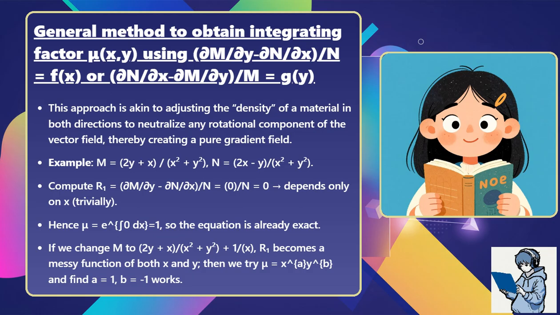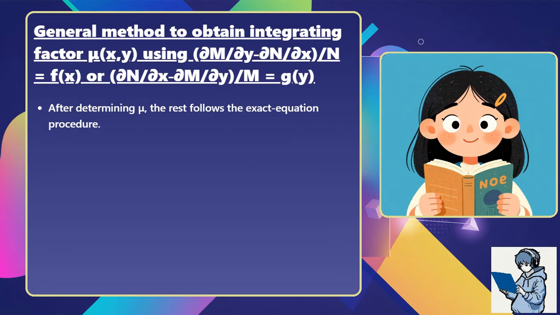If we change m to (2y plus x) divided by (x squared plus y squared) plus 1 over x, R1 becomes a messy function of both x and y. Then we try mu equals x to the a, y to the b, and find a equals 1, b equals minus 1 works. After determining mu, the rest follows the exact equation procedure.